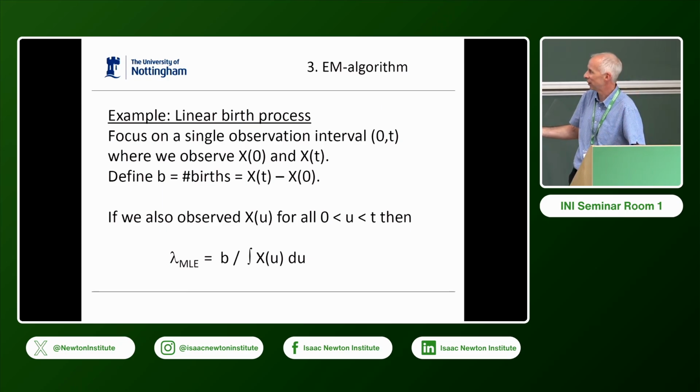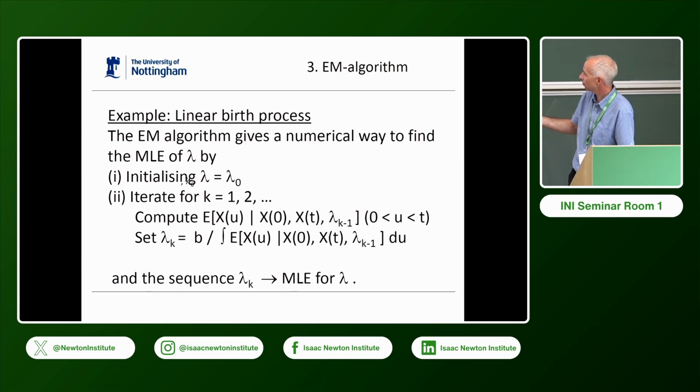If not, well, here it is. Just a formula which says you can do this. This is just a description of the EM algorithm. So you initialize at some point, and what you do is you then compute the value of the unobserved process conditional on the start and end point and the current value of the lambda that you've got, and then you set your next guess using the MLE formula, which is this one here, and the sequence is known to converge.